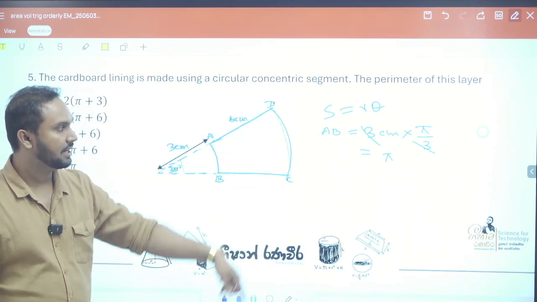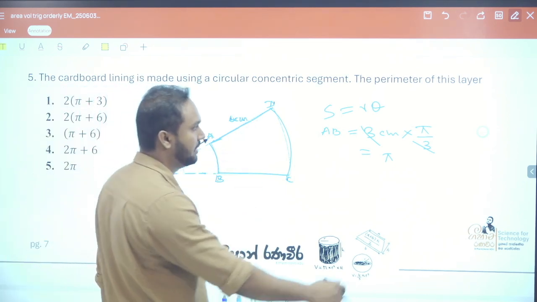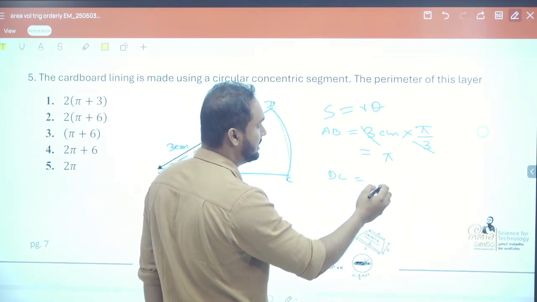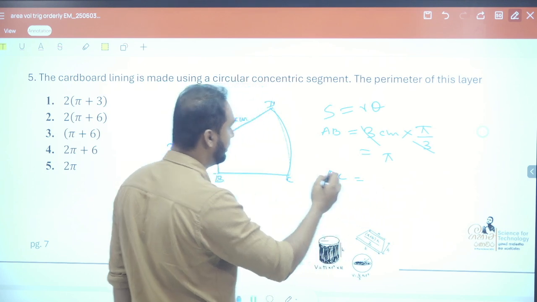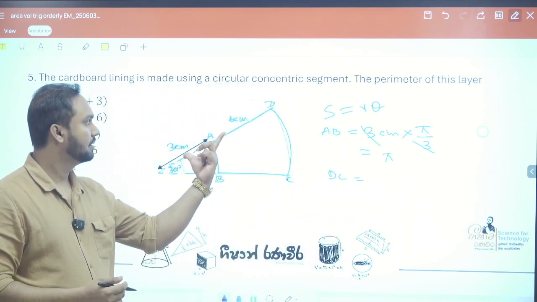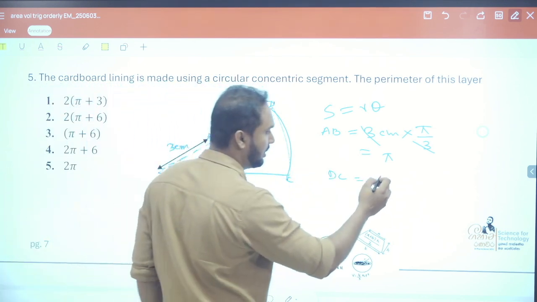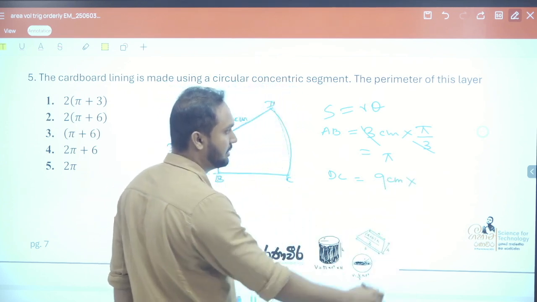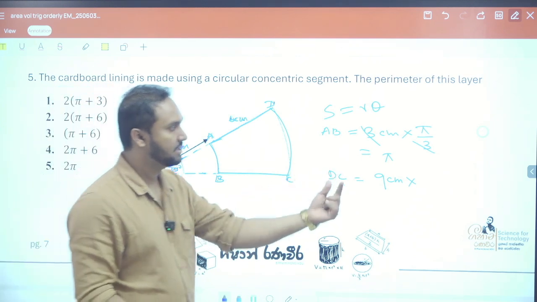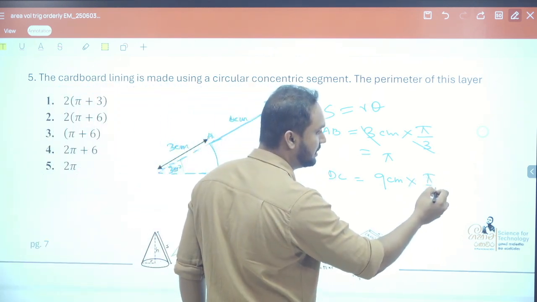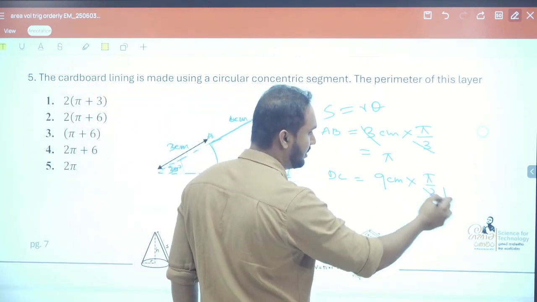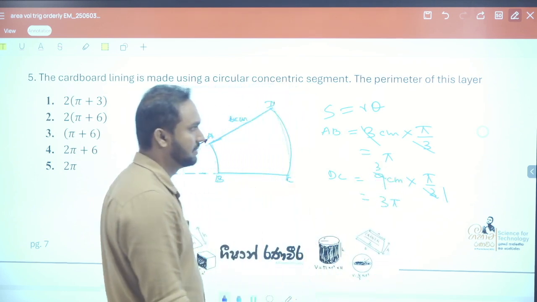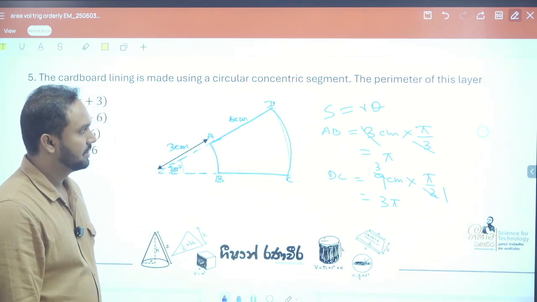And you have to find the DC arc length as well. So you put the same equation, right? So again DC equals R theta. Now the R here is how much now? 9, right? Now the radius is 9 centimeters. Into theta is same, no? 30 degrees, which is in radians pi over 6. So you simplify it, you get 3 pi over 2.